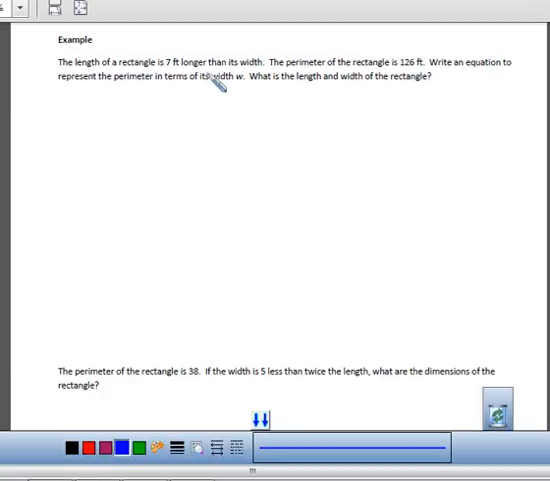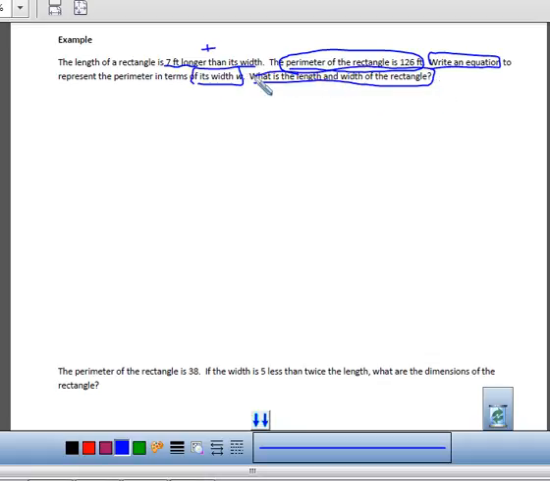The length of a rectangle is 7 feet longer than its width. The perimeter of the rectangle is 126 feet. Write an equation, so that's part of my job here. Represent the perimeter in terms of its width, W. And then what is the length and width of the rectangle? Alright, so draw a picture of a rectangle.